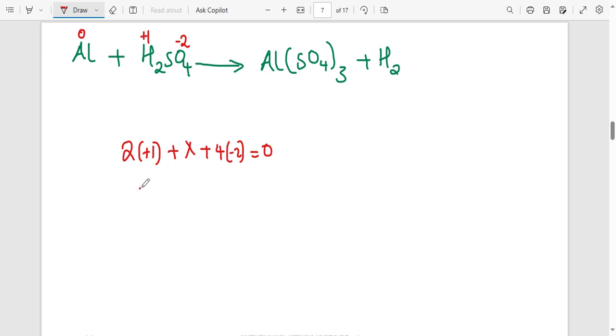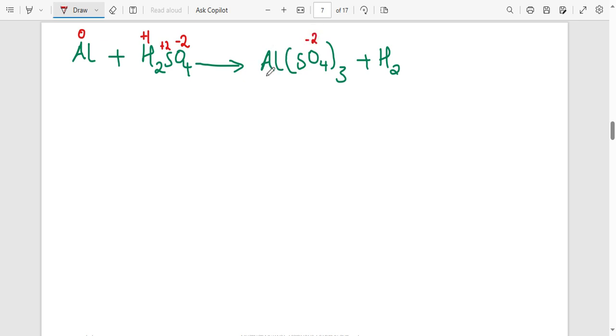Okay, so this is going to give us a positive 2 plus X minus 4 being equal to 0. So 2 minus 4, that is going to give us a negative 2. We take the other side, so X is going to give us a positive 2. So that will be the oxidation number of sulfur here. And then we come here. Okay, so this other side, we have got oxygen. Oxygen is still negative 2.